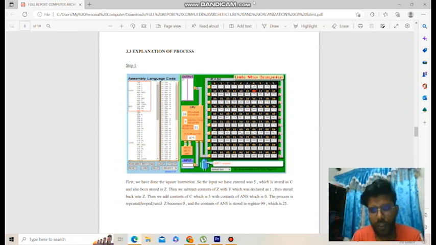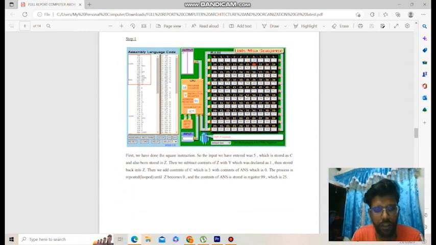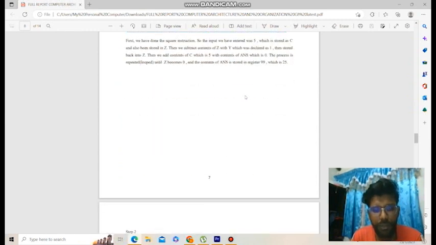Today I want to explain the process. So in this project, our equation is a minus b multiplied with c squared, divided with e plus d. So first of all, our first step is the square instruction. So our input of the c is 5, so it's stored at c and also stored at z.